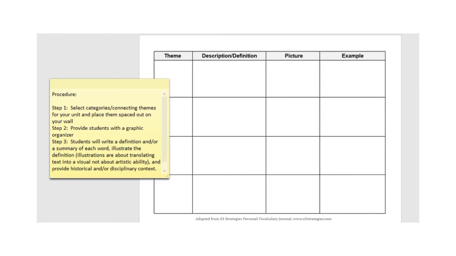Step 3, have students peruse the room, view the images, and write a definition or summary of each word in their own terms. Have students illustrate the definition. Illustrations are about translating text into a visual, not about artistic ability. Then have students provide an example of each term in the real world or in disciplinary context.